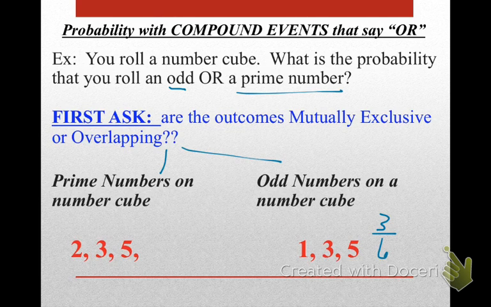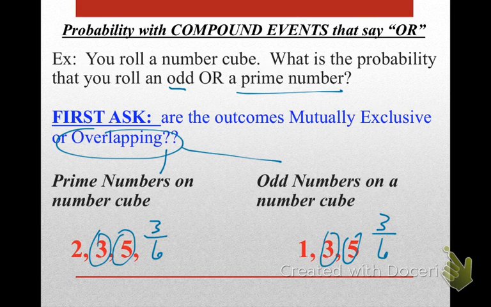Prime numbers are 2, 3, and 5. So that is 3 out of 6. But we do have some of those outcomes that overlap, 3 and 5. So this situation is overlapping. And the overlapping are 2 of those, 2 out of 6.